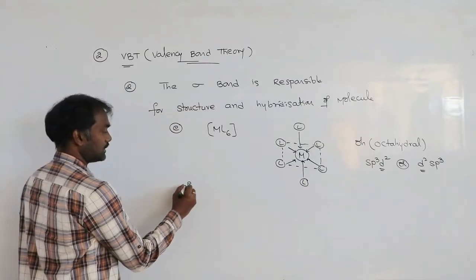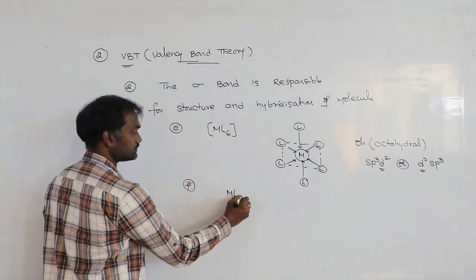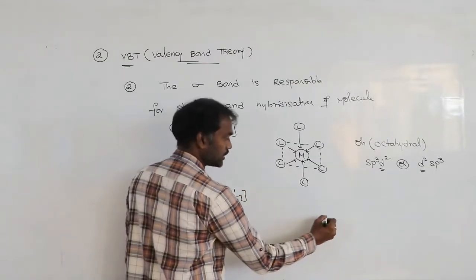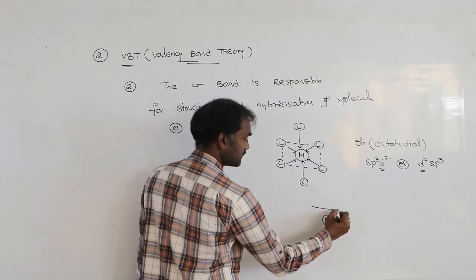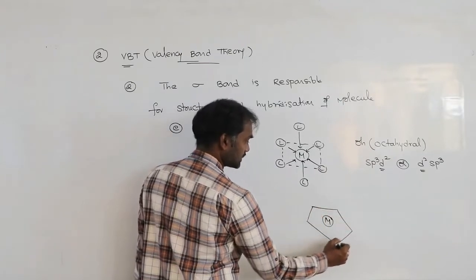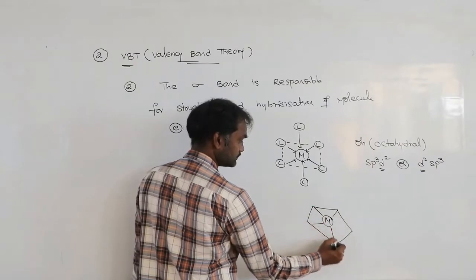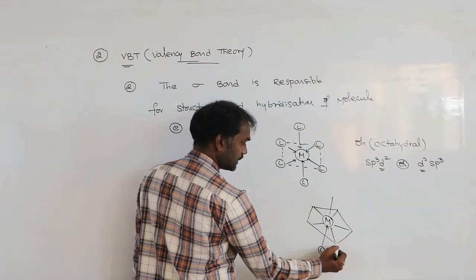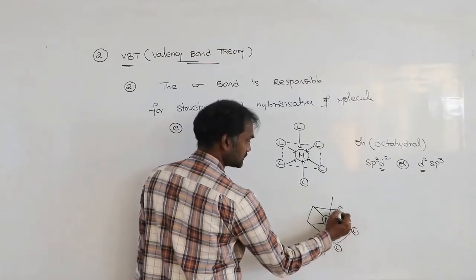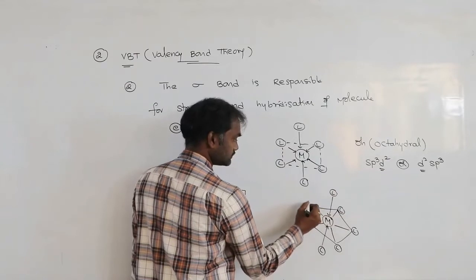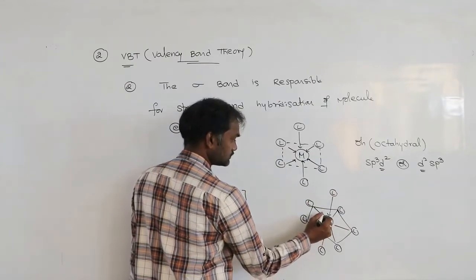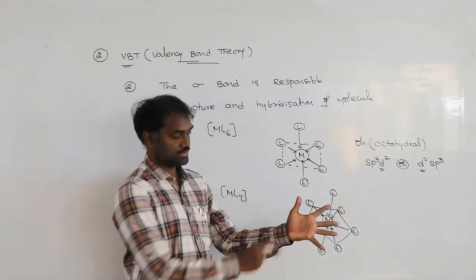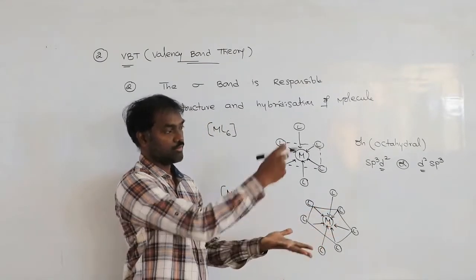Next, the last one, ML7. So one metal is surrounded with 7 ligands. How are we going to write it? The metal is surrounded, and the structure will be: 5 are in one plane, and next 2, one above and one below. So like this, 5 are like this with the metal in the middle, and 1 above and 1 below.